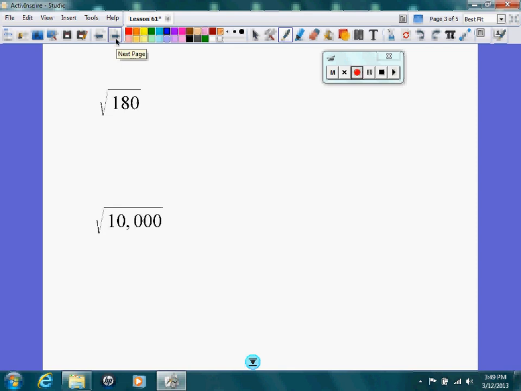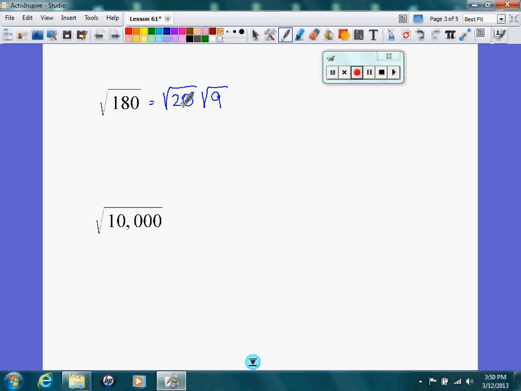Could we use that same concept to simplify this radical? Well, let's try to think of factors of 180 that have perfect square roots. The numbers we should check are numbers that have perfect square roots: 4, 9, 16, 25, 36. So let's see. Well, I can see right away that 9 will go into 180 evenly. So 9 goes into 180. Square root of 20 times the square root of 9, because 9 times 20 is in fact 180.